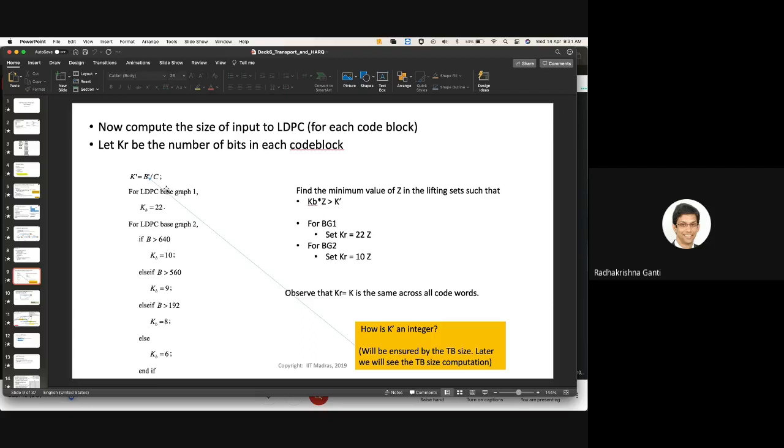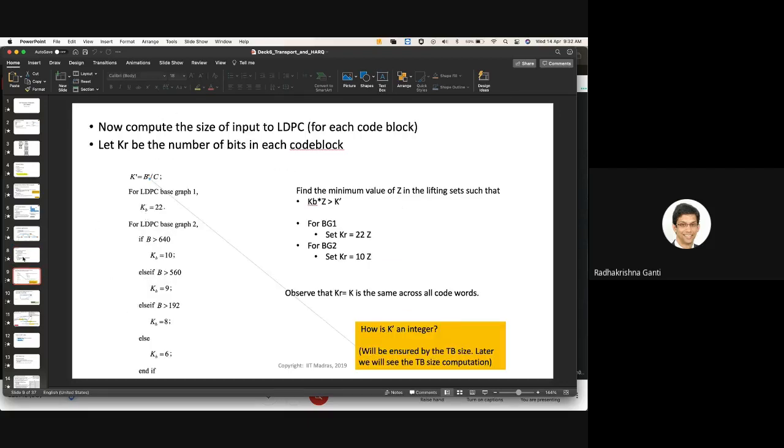There are a lot of conditions here. For LDPC base graph 1, you choose something called KB, and KB is equal to 22. For LDPC base graph 2, depending upon the size of your B, which was A plus the TB CRC size, if B is greater than 640, you choose KB equal to 10. If B is greater than 560, KB is 9, and so on. So you choose this KB. Then you choose something called Z. Z is the lifting size, and you choose Z such that KB times Z is greater than K dash. Remember, what was K dash?